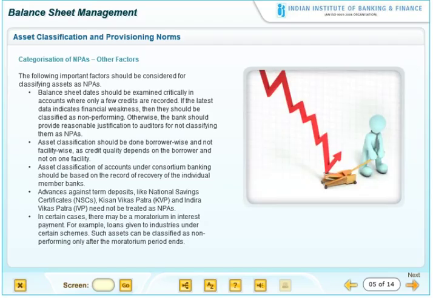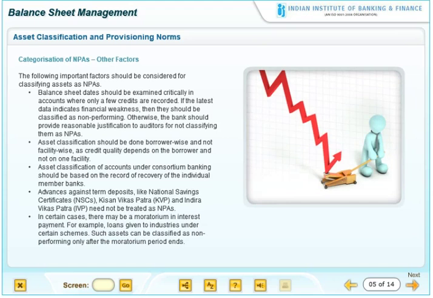The following important factors should be considered for classifying assets as NPAs. Balance sheet dates should be examined critically in accounts where only a few credits are recorded. If the latest data indicates financial weakness, then they should be classified as non-performing. Otherwise, the bank should provide reasonable justification to auditors for not classifying them as NPAs.